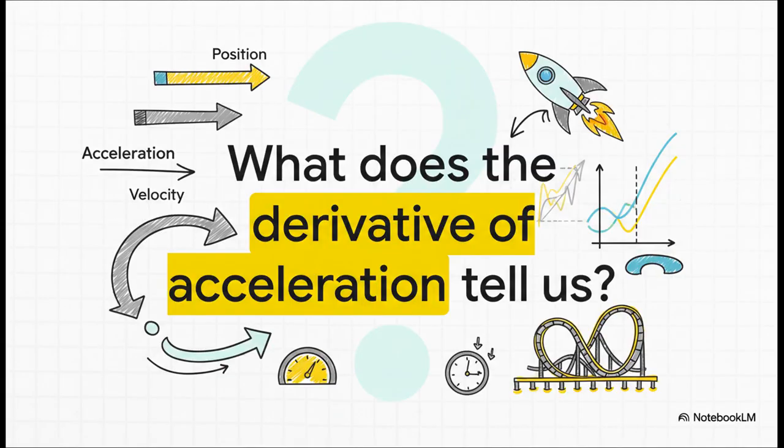Which leaves us with one final, fascinating question to chew on. We know the rate of change of position is velocity. The rate of change of velocity is acceleration. So, what does the rate of change of acceleration, the derivative of acceleration, actually tell us? What does that feel like in a car?